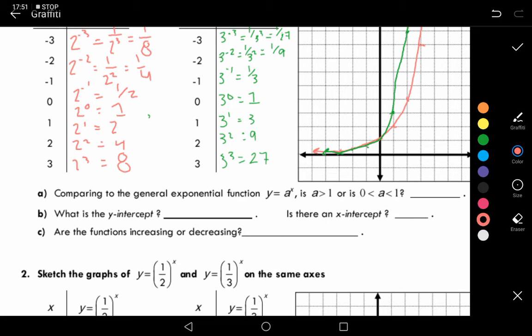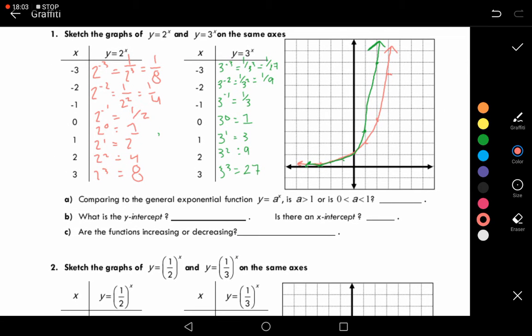So it says comparing to the general exponential function, y equals a to the power of x, is a greater than 1 or is a between 0 and 1? So we just said, well, a is 2 and 3, so those are both positive numbers. So a is greater than 1, right, in both of these cases. Okay, what is the y-intercept? So again, you should know this is your x-axis, this is your y-axis. So the y-intercept is just where our lines are crossing that y-axis. And we know that those are crossing at y equals 1 or at the coordinate point 0, 1.